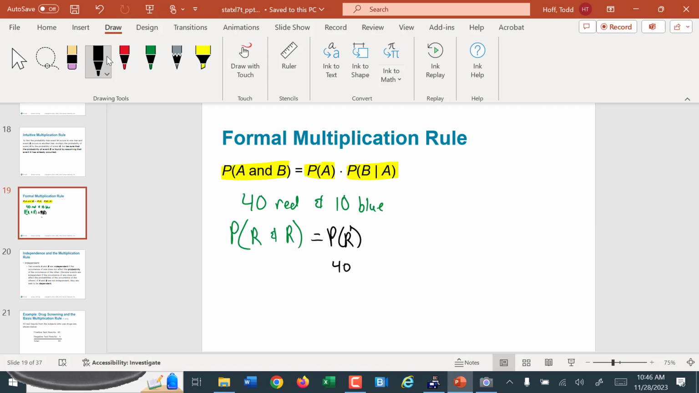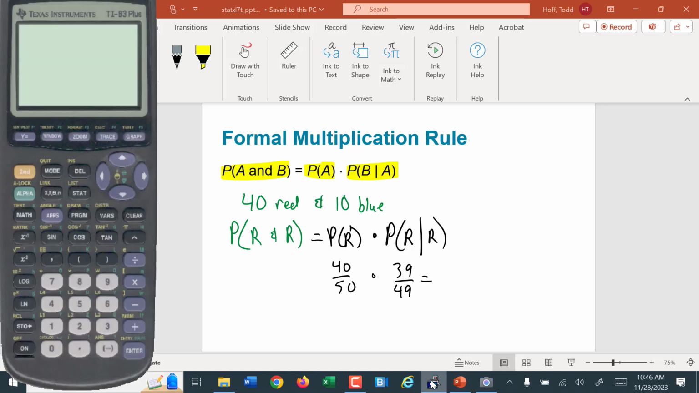Is 40 out of 50. Probability that the second one is red, given that the first was red, well, there's now only 39 red marbles out of 49 marbles in the box. So we'd have to multiply that out.